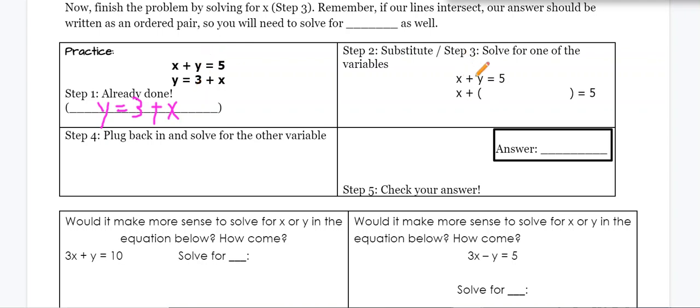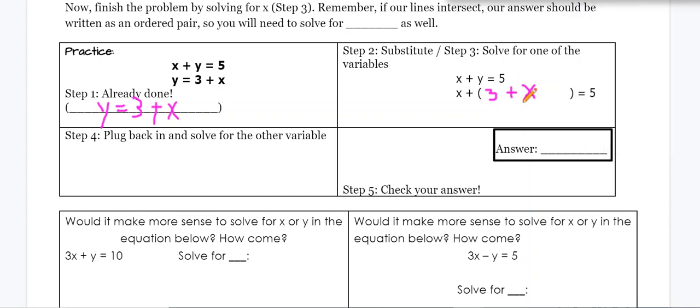So here's my first equation, x plus y equals 5. And now I know that y equals 3 plus x. I'm going to plug that in for y. So I took out the y, I put in these parentheses, and I'm going to put in 3 plus x. Okay? So now I have to solve it. All right, so I would distribute here, but I'm distributing a 1, so it's not going to change anything.